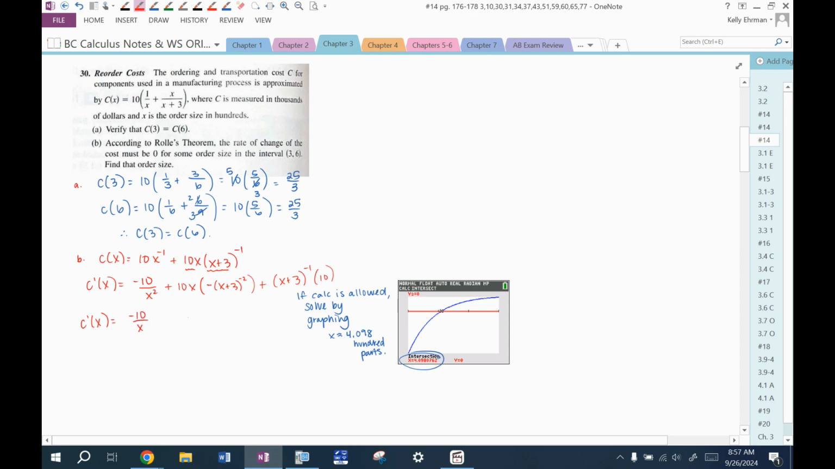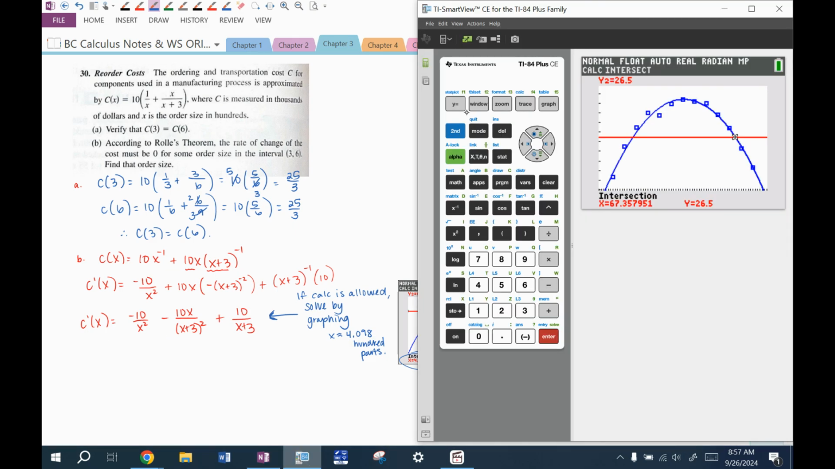I just want to get rid of my negative exponents, I think. So this is going to be, instead of plus, minus 10x over (x plus 3) squared, and then plus 10 over x plus 3. Now, if I'm allowed to use a calculator, I should not worry about simplifying this any further. I'm just looking to figure out when this is equal to 0.